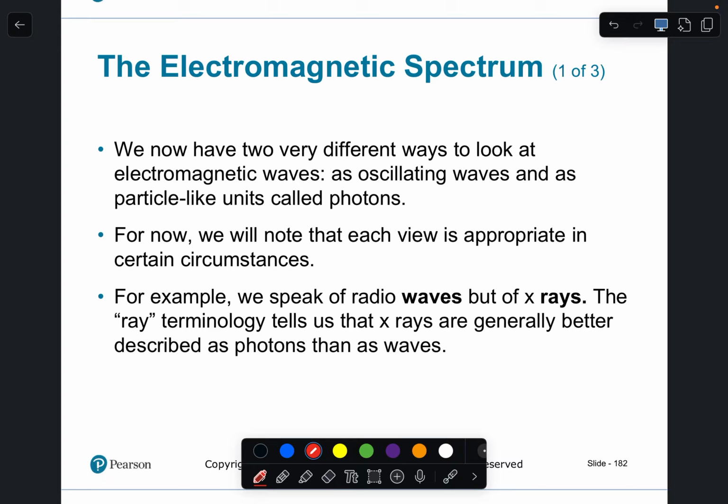You might have noticed that for electromagnetic waves, we speak of radio waves, but we talk about X-rays also as electromagnetic waves. So we're using either ray or wave. Typically we use ray when the wave is behaving more like a particle, and we use wave when, obviously, the wave is behaving more like a wave.